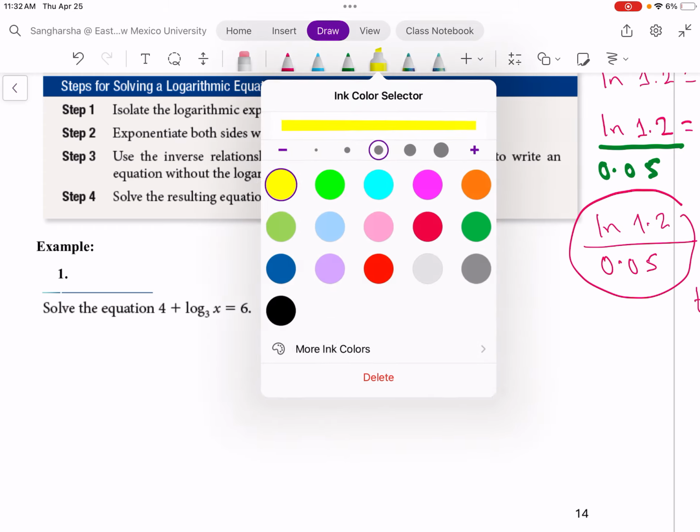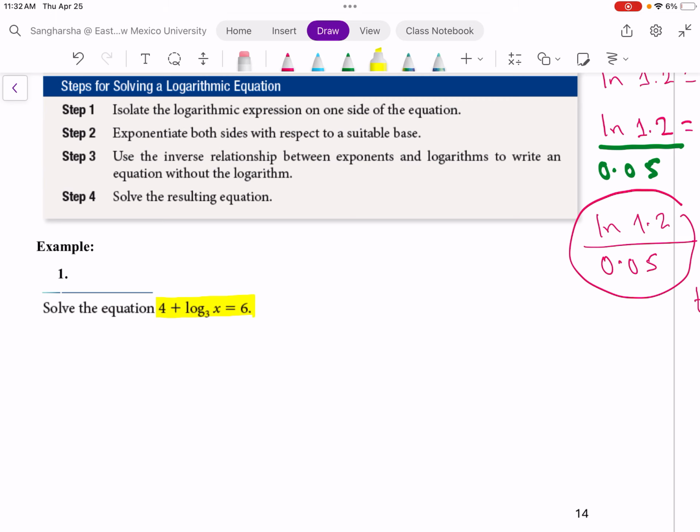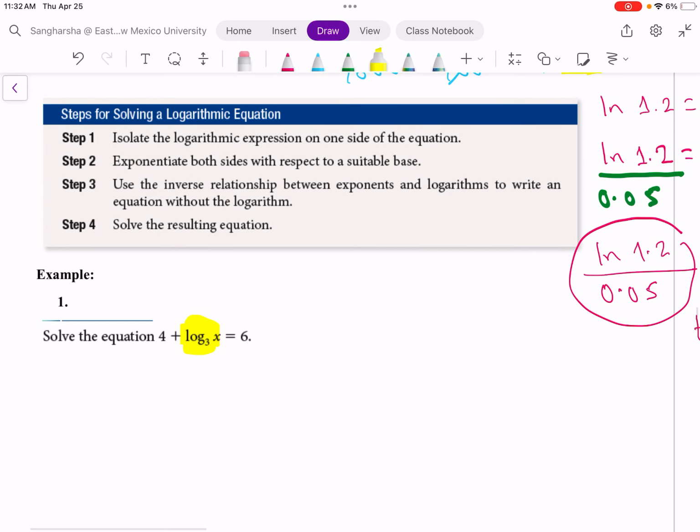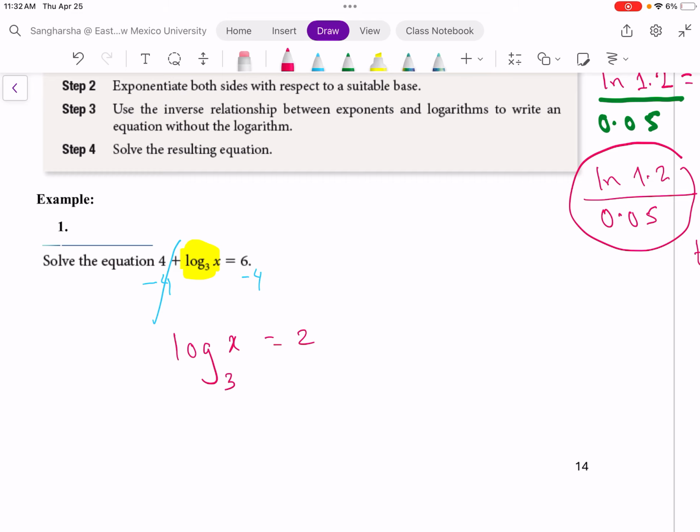So we have this example here. Now, in this example, which one is the log expression? So log of x to the base 3, this is the log expression, right? So we write down this expression on one side and the remaining on the other side. That's the first step. Always collect every log expression on one side. So we need to get rid of positive 4, and for that we subtract 4 on both sides. So we have log of x to the base 3 equals 2.